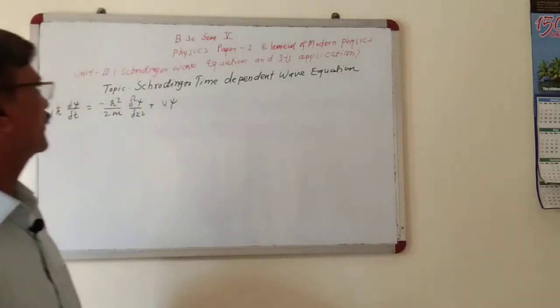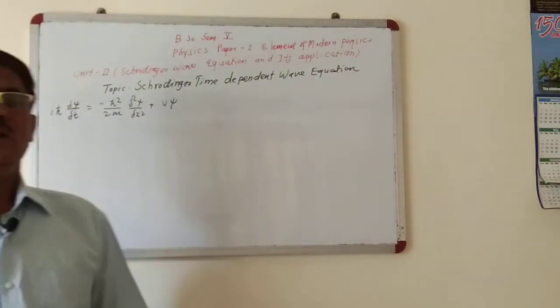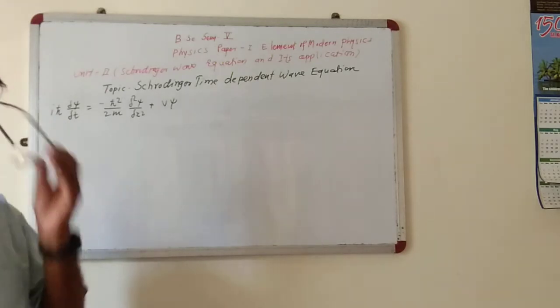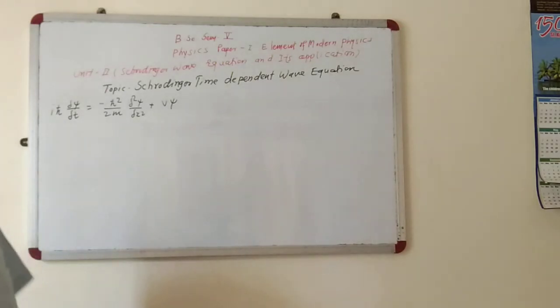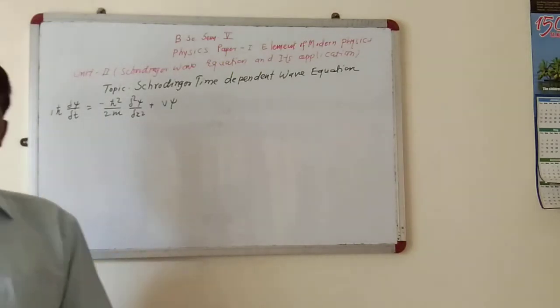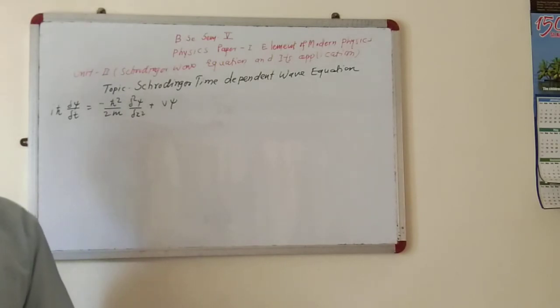Welcome students. Today I start lecture 3 on the topic of the Schrodinger time dependent equation, which is the topic of Paper 1. The name of Paper 1 is Elements of Modern Physics, and this is Unit 2.